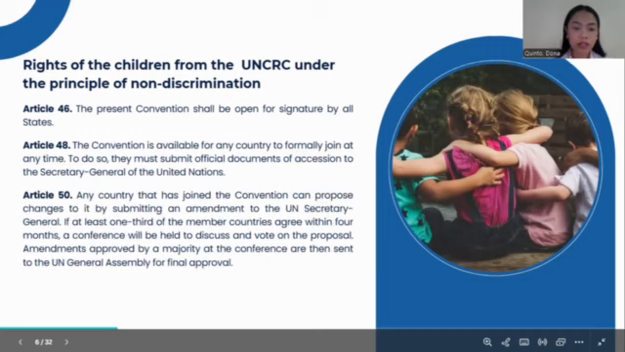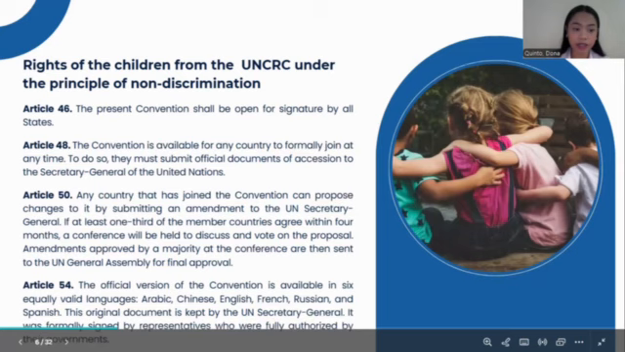Article 50, any country that has joined the convention can propose changes to it by submitting an amendment to the UN Secretary General. And Article 54 states that the official version of the convention is available in 6 equally valid languages. These are Arabic, Chinese, English, French, Russian, and Spanish. So this original document is kept by the UN Secretary General.